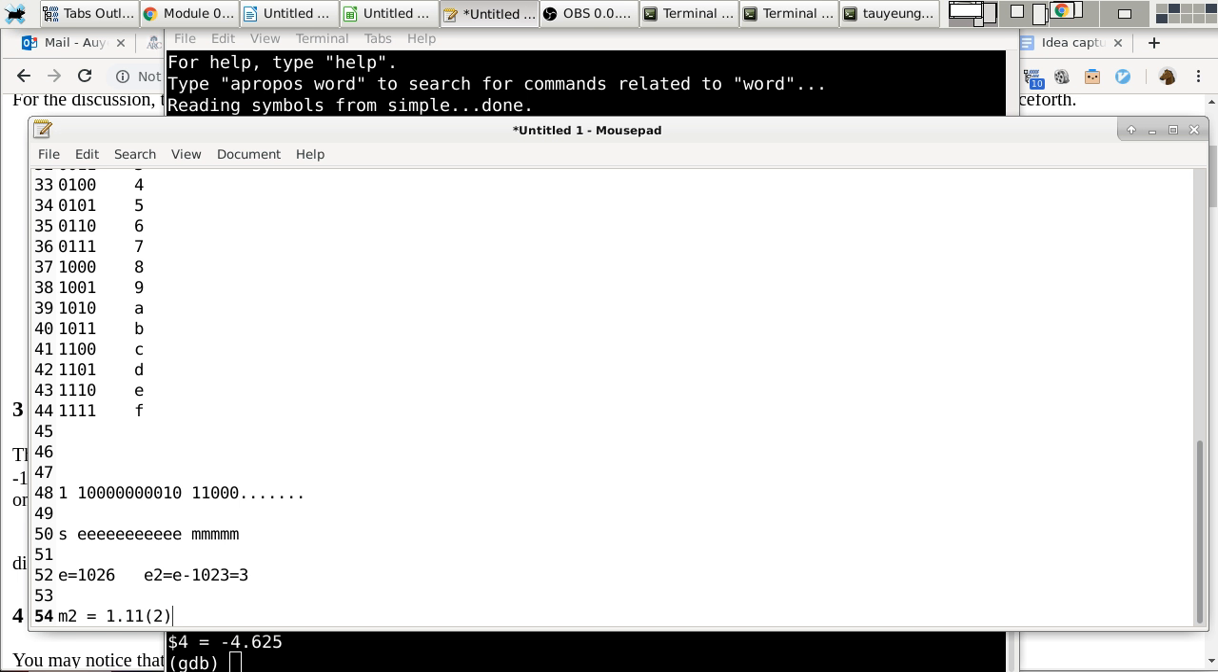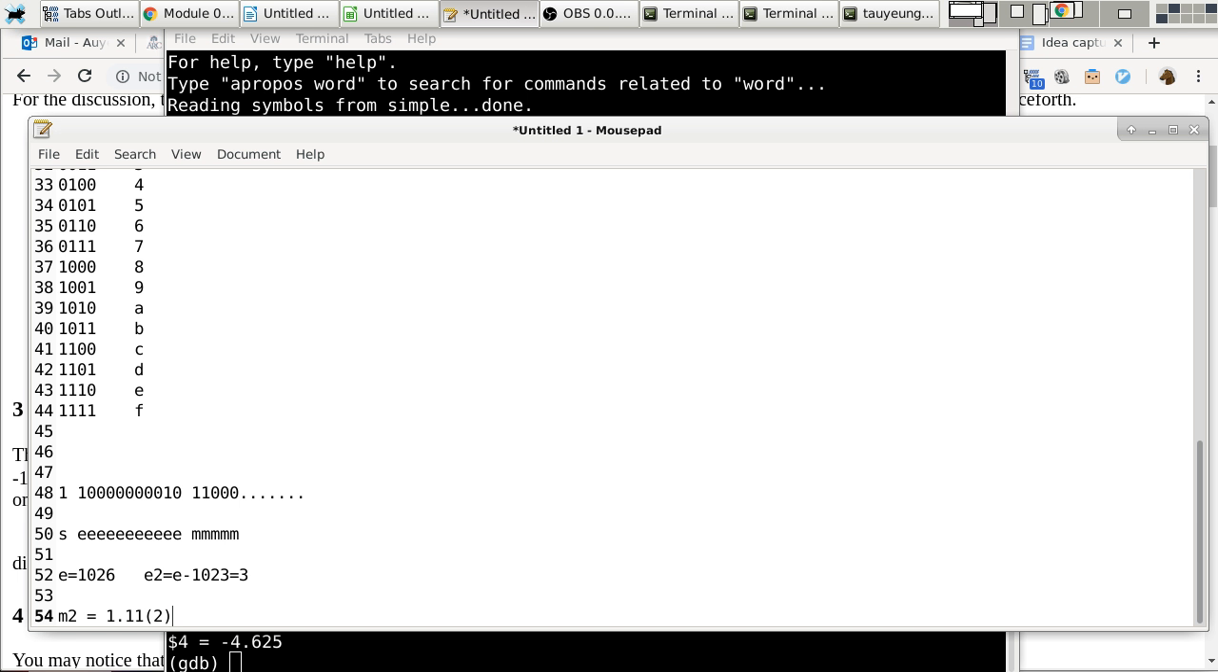Well, this one is representing a half. This other one is representing a quarter. So together we have 1 plus a half plus a quarter, which is 1.75. And because we are multiplying this by 2 to the power of E2, in this case 2 to the power of 3, which is 8, the answer is going to be 1.75 times 8. Okay, whatever that is.